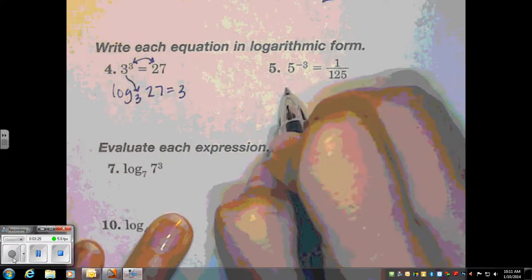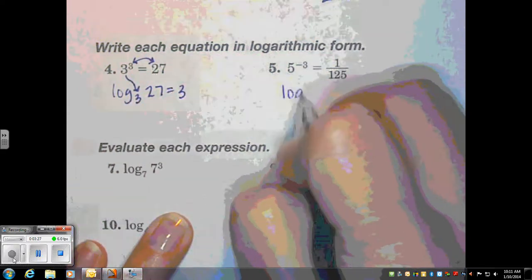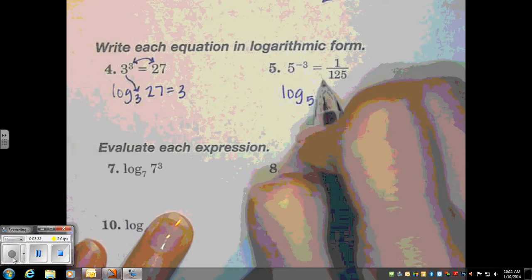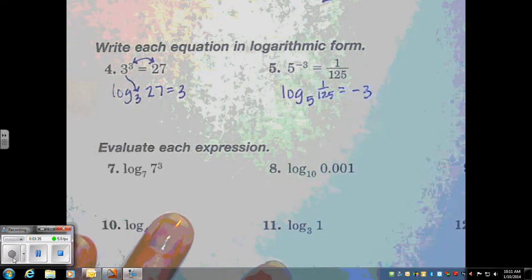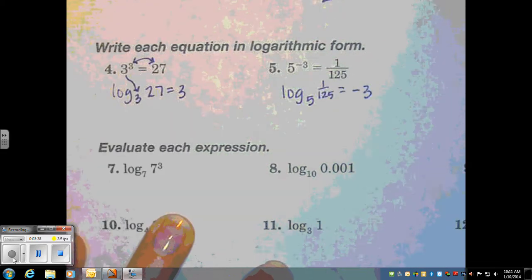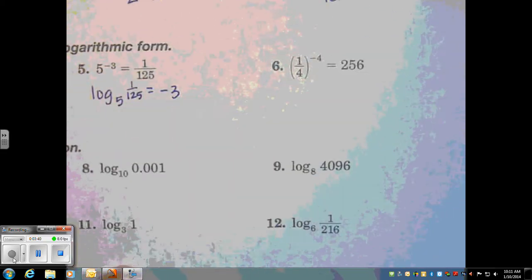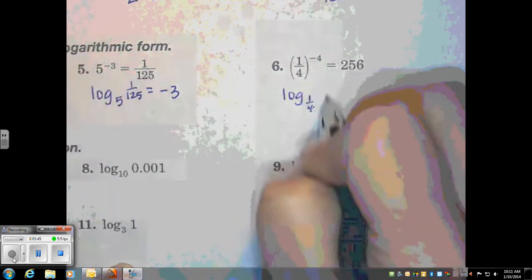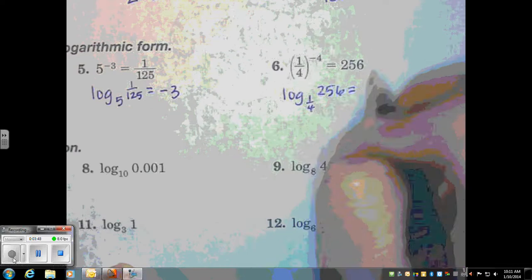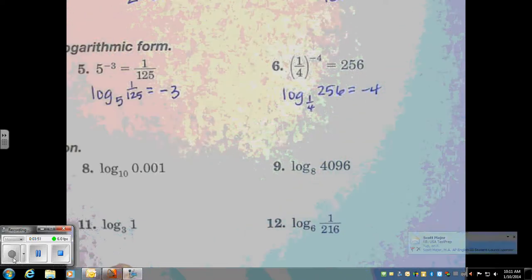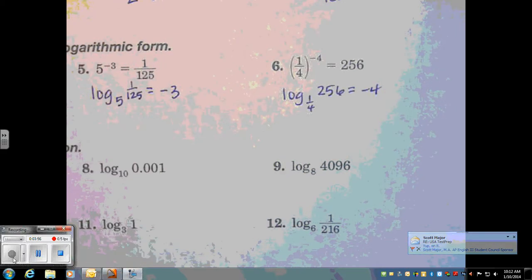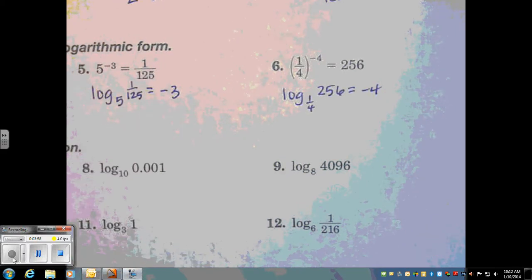Let's do number 5. So it's log base what? 5. What do I do with the other 2 guys? Trade places. You guys do number 6. When you finish, look up. Our answers should match. Any questions on 1 through 6?